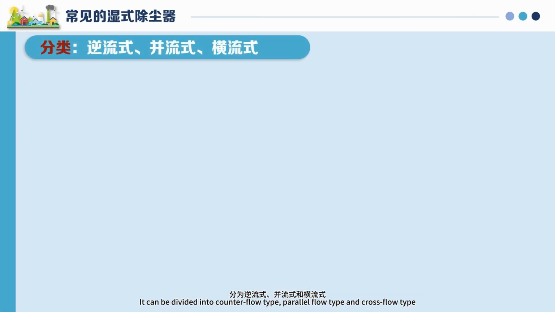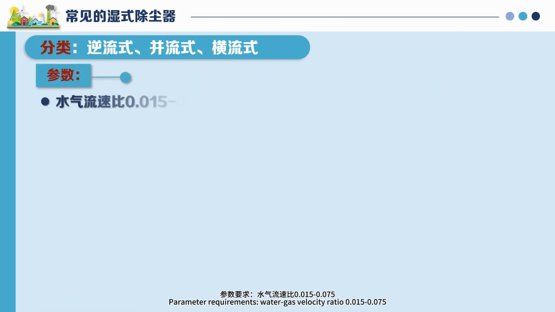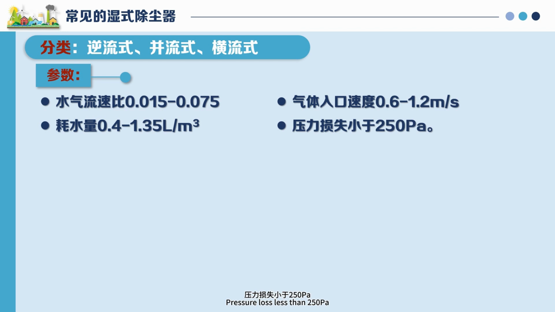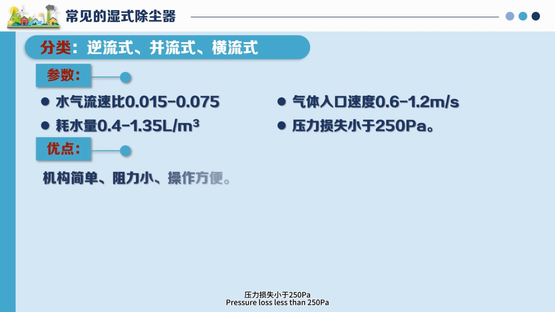It can be divided into counterflow type, parallel flow type and cross-flow type. Parameter requirements: water gas velocity ratio 0.015 to 0.075. The inlet velocity of gas is 0.6 to 1.2 meters per second. Water consumption 0.4 to 1.35 liters/m3. Pressure loss less than 250 pascals.